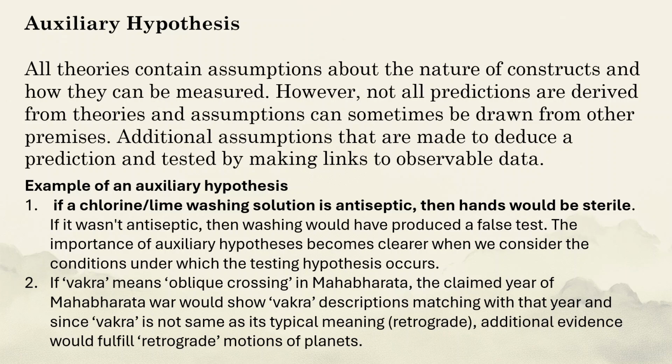If Vakra means oblique crossing in Mahabharata, the claimed year of Mahabharata war would show Vakra descriptions matching with that year, namely the 5561 BCE. And since Vakra is not the same as its typical meaning retrograde, this additional evidence would fulfill retrograde motions of planets. Let me just explain this. Typically, in Indian astronomy, not to confuse with astrology, but if you confuse, tough luck, that's your problem.